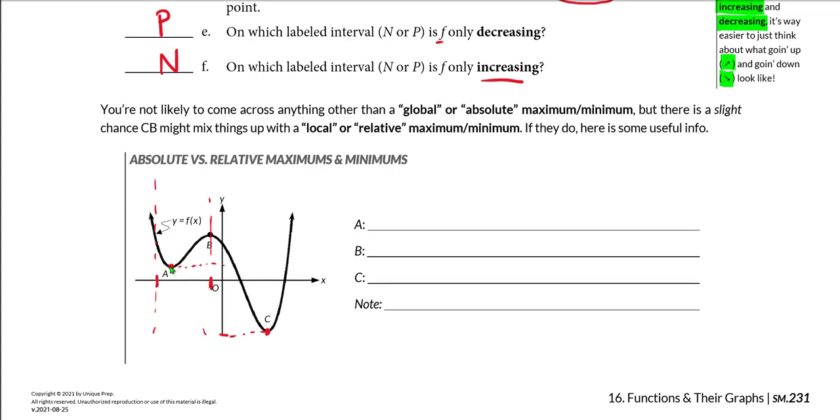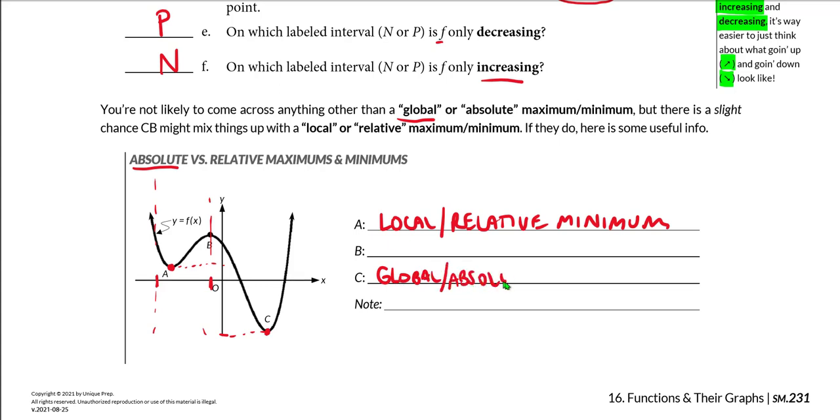Is A the minimum for the entire function? Is it the absolute or global minimum? No, that would be C. But A is a minimum for a particular interval on this function, and therefore what we would call A is a local or relative minimum. It is a local minimum because in this local area, A is a minimum. Of course, if we consider the entire function, then C is going to be the global or absolute minimum.